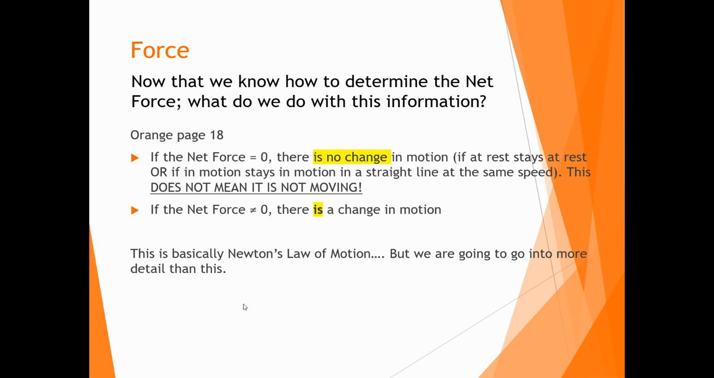So now that we know how to determine the net force, what do we do with this information and how does it apply to Newton's first law of motion? So if the net force is equal to 0, there is no change in motion. If the object is at rest, it's going to stay at rest. And if the object is in motion, it's going to continue staying in motion, and it's not going to change its speed, and it's not going to change its direction.